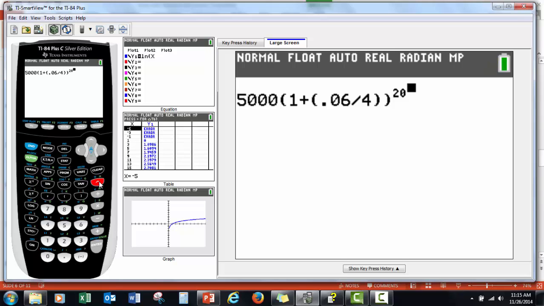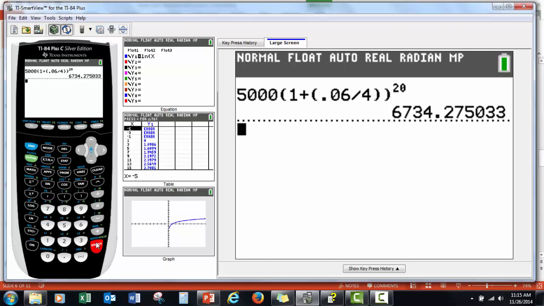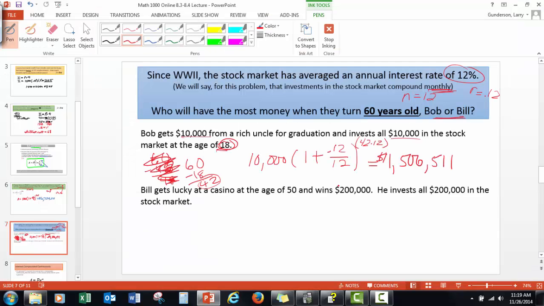So I let my calculator do the work. Whoops, somehow I hit another button accidentally, so I got to hit delete here and hit enter, and you can see that that $5,000 grew to $6,734, and if I round, it'd be 28 cents because of the 5 after the 7 there. 42 years. Now, Bill is in a different situation.